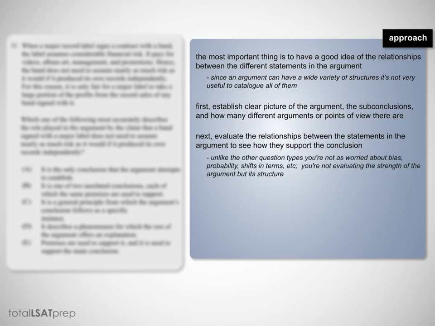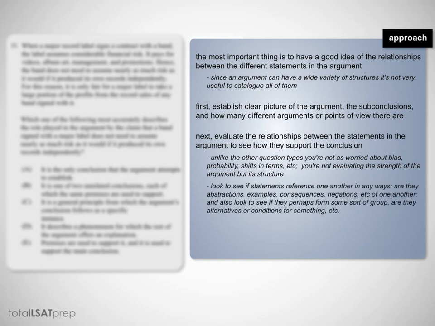Unlike the other question types, you're not as worried about bias or probability or shifts in terms, those kinds of things. You're not evaluating the strength of the argument, but its structure. So look to see if the statements reference one another in any ways. Are they abstractions? Are they examples? Are they consequences? Are they negations of one another? And also look to see if they perhaps form some sort of group. Are they alternatives or conditions for something? Things of that nature. Then, go through the answer choices looking for the answer that best matches what you've come up with.